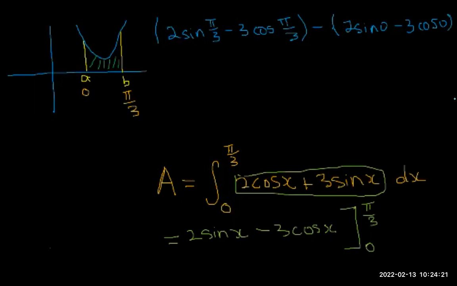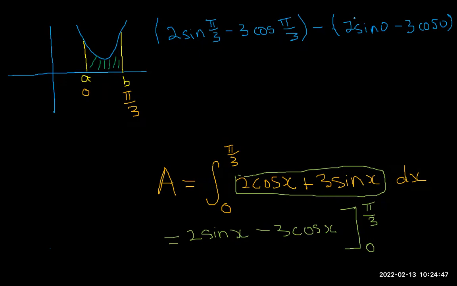All you need to do now is find the value of this bracket, find the value of this bracket, subtract them, and get your answer, right? I was telling you last class, just because I substitute the value of 0 into this does not necessarily mean that the value of this bracket is going to be 0, right?